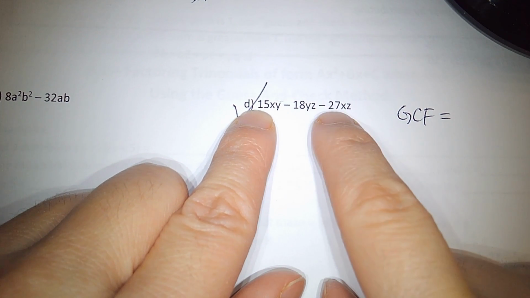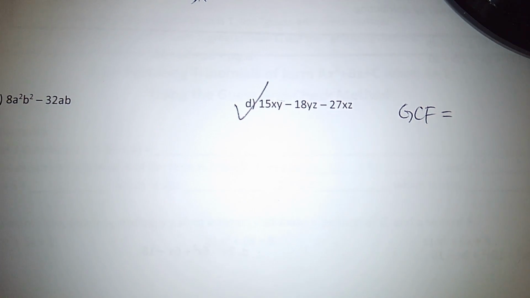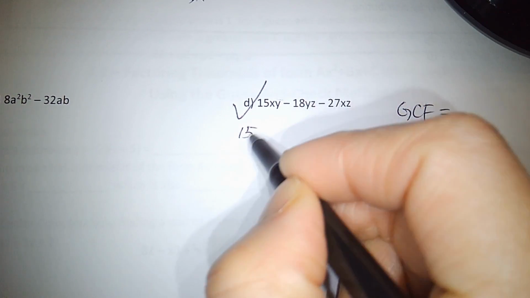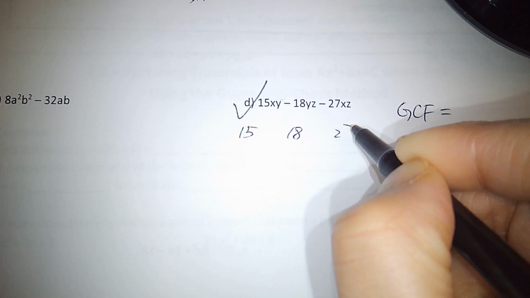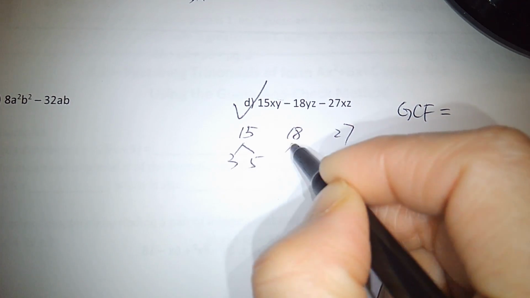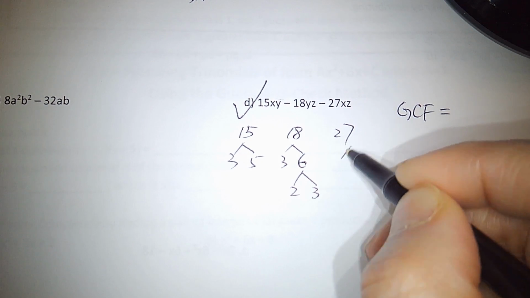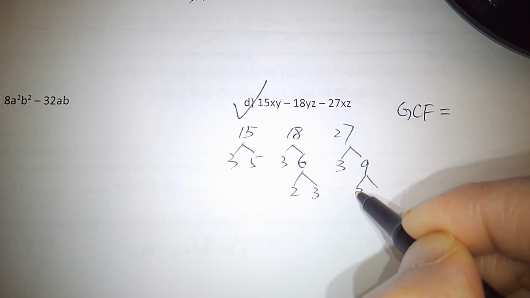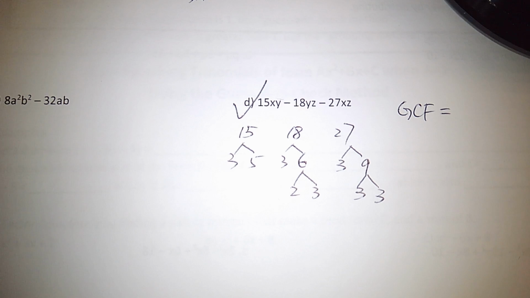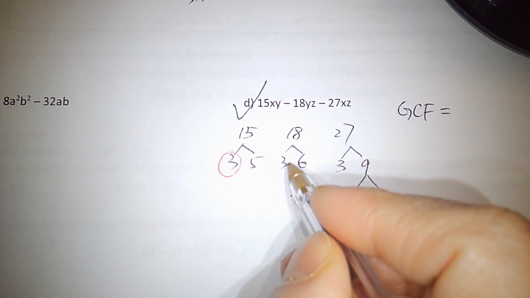15, negative 18, 27. Let's factor that. Well, 15, 18, and 27 are 3 times 5, 2 times 3 times 3, and 3 times 9, which is 3 times 3 times 3. So at least we have a common factor 3, right?